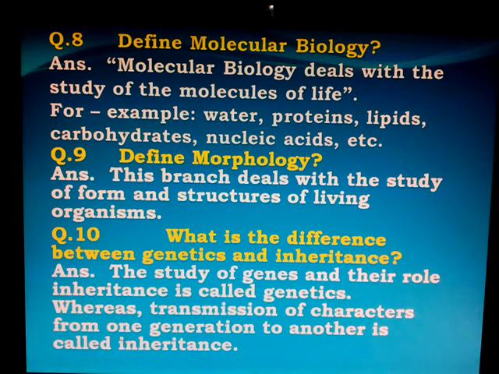What is morphology? We have done in question number 7 that this branch deals with the study of form and structure of living organisms. But in question 7, it was the difference between morphology and anatomy. Here only the definition of morphology was asked from you. Question number 10, what is the difference between genetics and inheritance? Inheritance is the passing of characters through genes. The study of genes and their role in inheritance is called genetics.